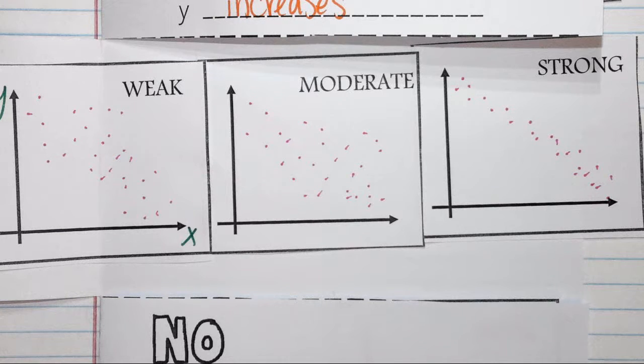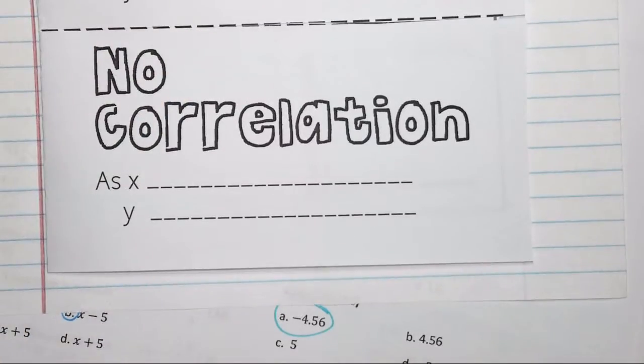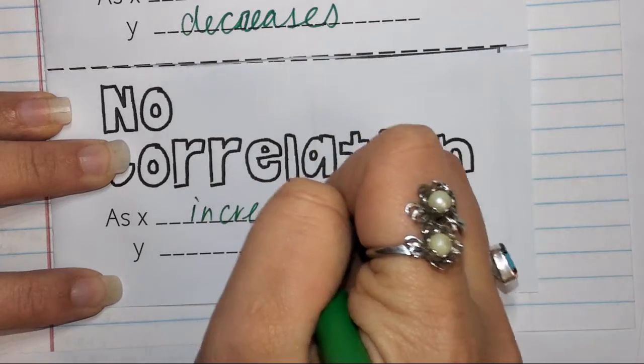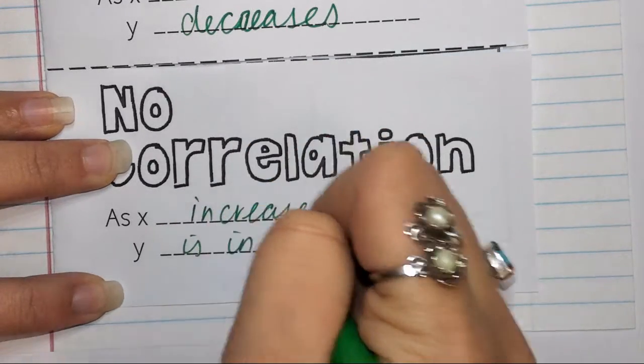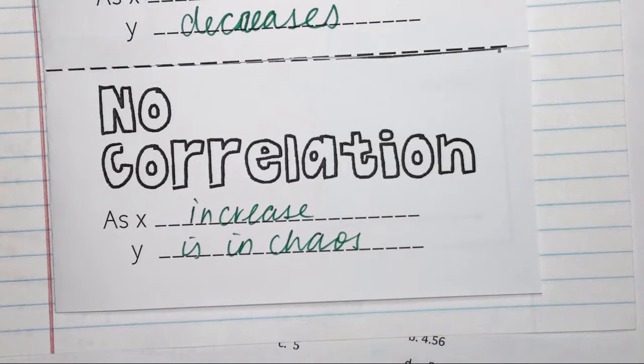Yes. All right. So what do you think no correlation would mean? The dots are everywhere. So as x increases, y does whatever it wants, is basically what happens. So a null correlation, as x increases, y is in chaos. He's not really in chaos, but he just does whatever.